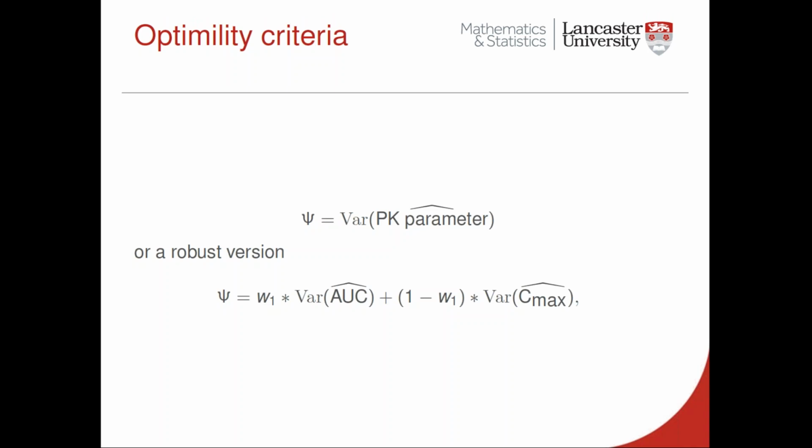Maybe my first question is related to the previous question about the weight, the optimality criteria that we see on the screen. I was wondering whether we could also define the simple optimality criteria that you have at the top for both parameters, so that we can also incorporate the covariance between AUC and Cmax. Have you tried that approach?